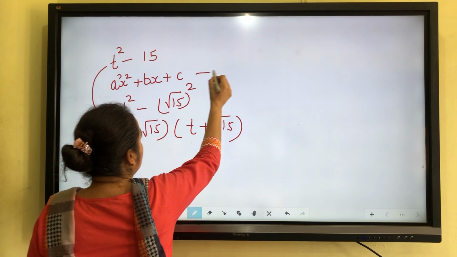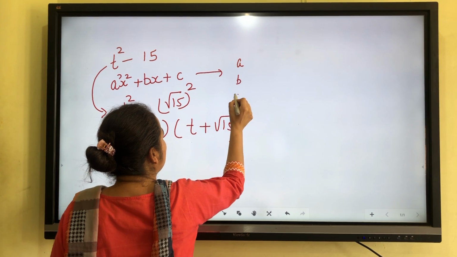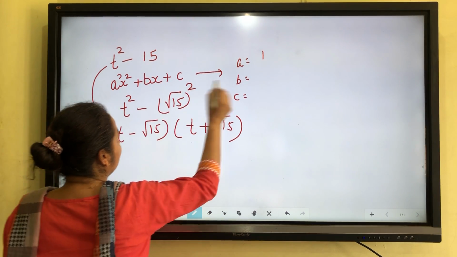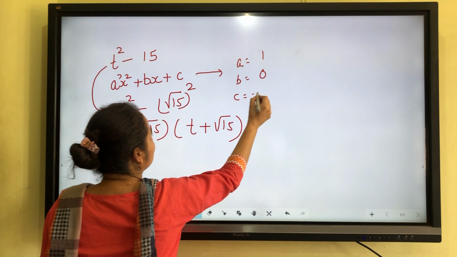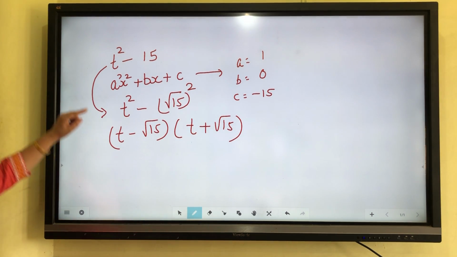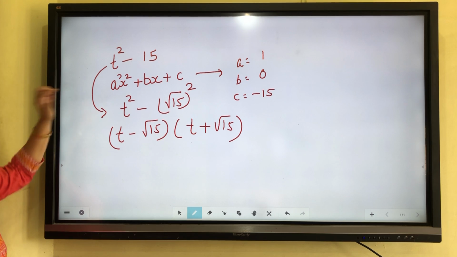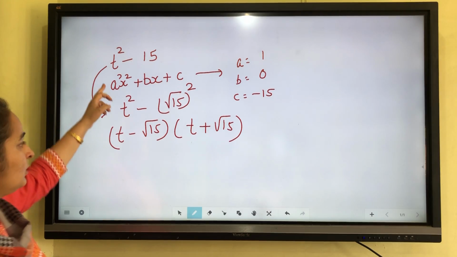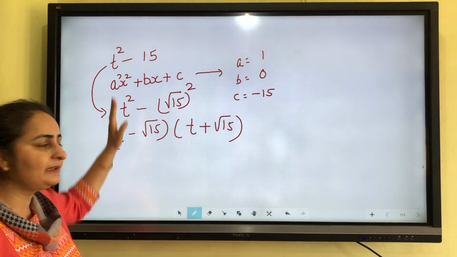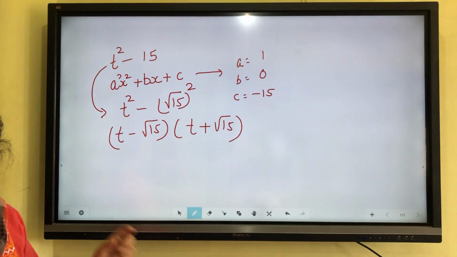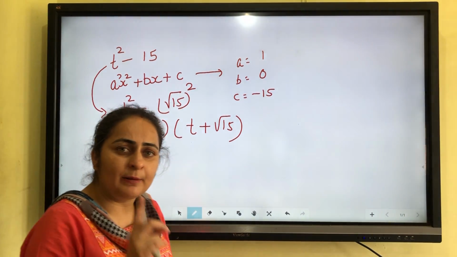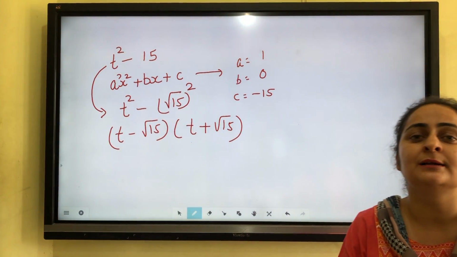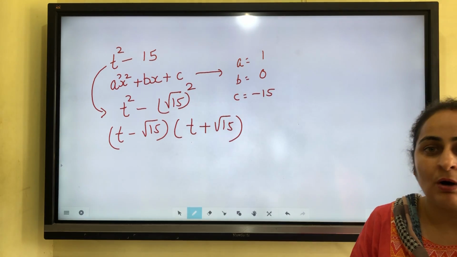From the question, you are able to find the values of a, b and c. What is the value of a? 1. What is the value of b? That is 0. And what is the value of c? That is minus 15. And this step is the step for calculation. Now, we will factorize the question in two parts. If the degree is 2, there are two factors. If the degree is 3, there are three factors; that depends upon the degree. Now, if the degree is 2, then we are able to calculate the two values of the variable. One value is called alpha and the second value is called beta.